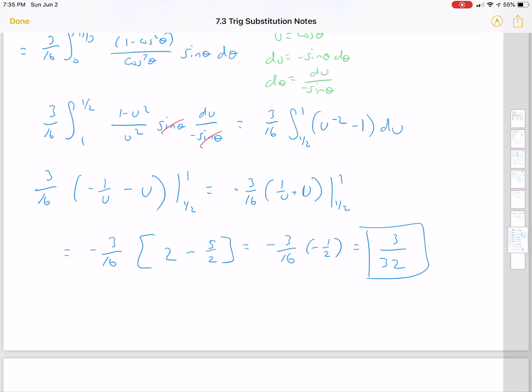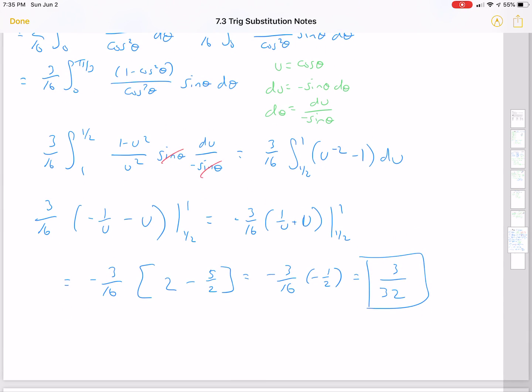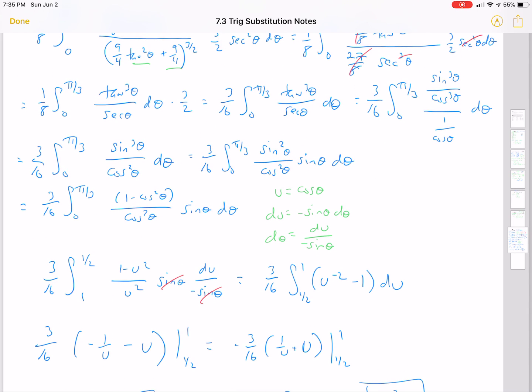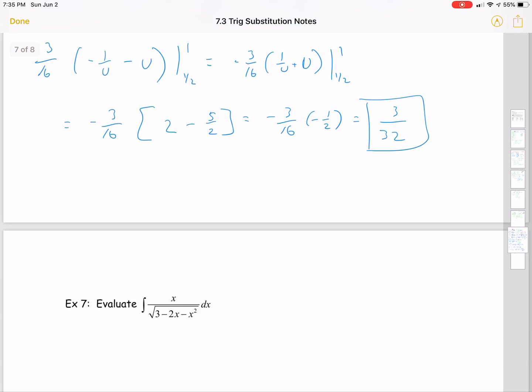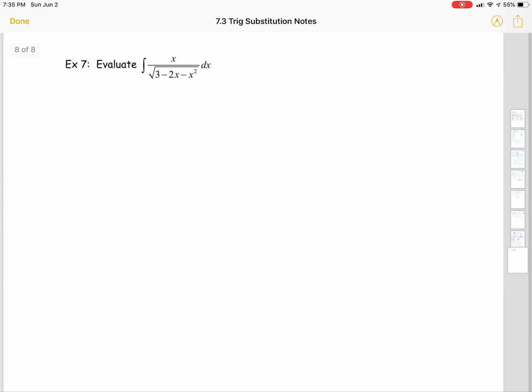Alright, again, hopefully you can see that that was much easier, changing the bounds as we go, than having to try and take something in terms of u, go back into terms of theta, and then go back into terms of x. And who wants to plug in 3√3 over 2 if we don't have to, right? So hopefully that was the much easier way. Alright, one more.